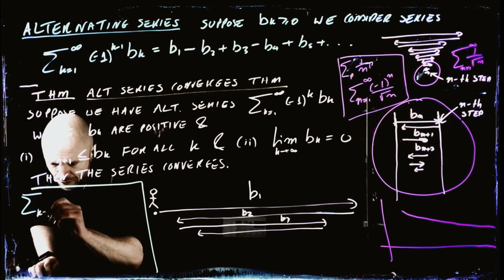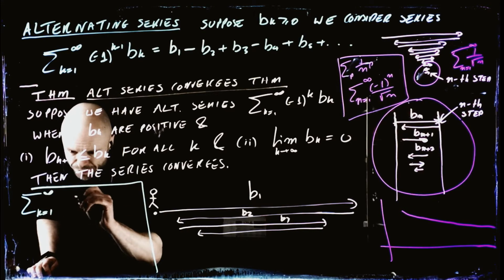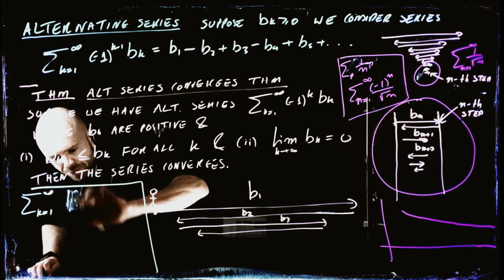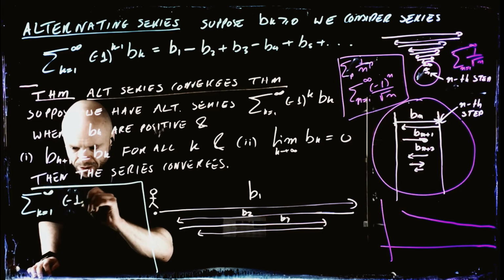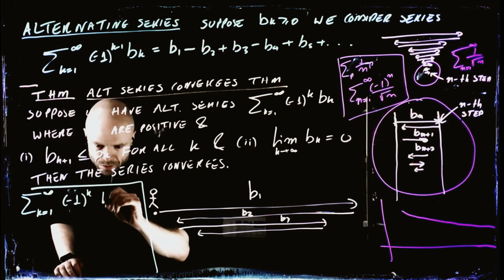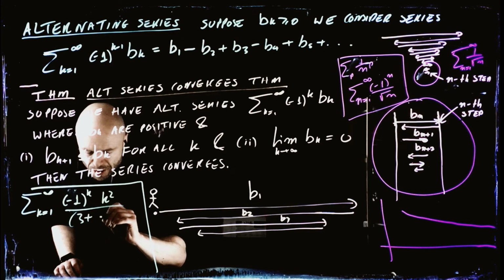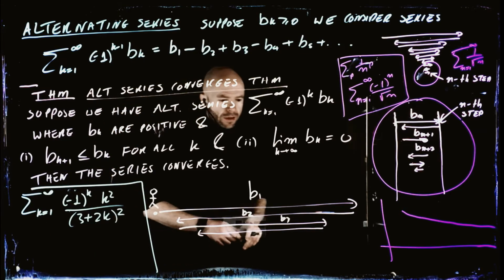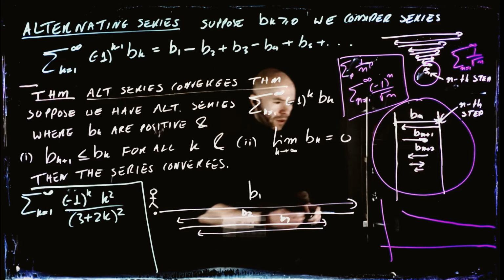The sum from k equals 1 to infinity of minus 1 to the k of k squared over 3 plus 2k squared. Does this thing converge? What do you think? Okay. What about everybody else? What do you people think?